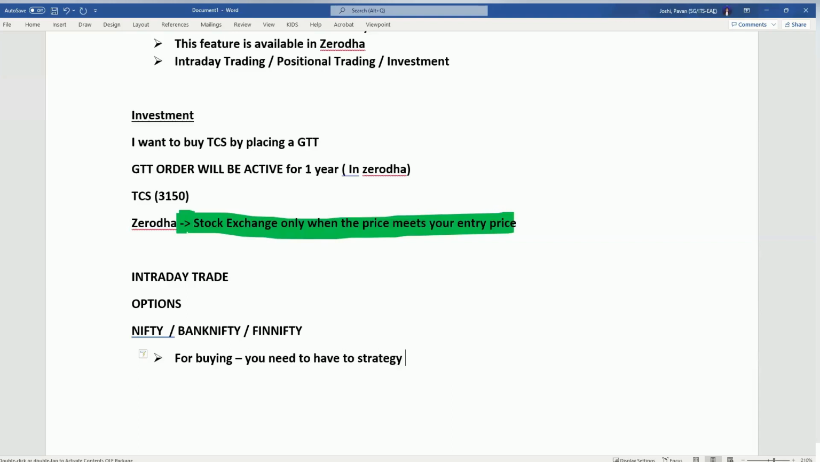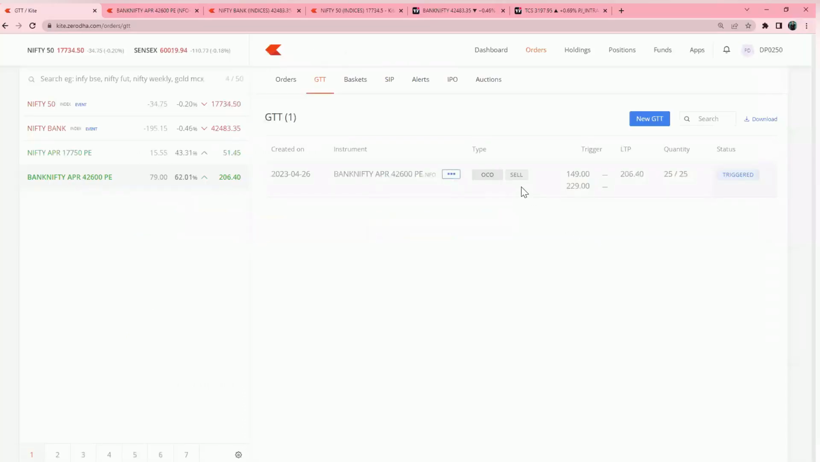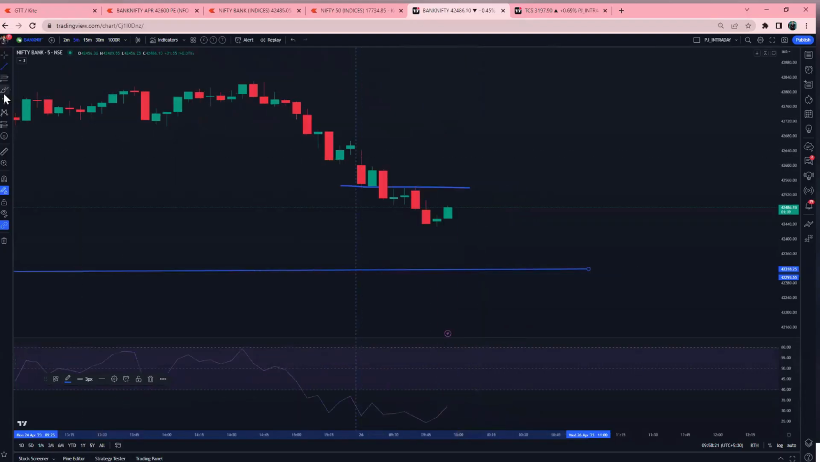For buying, first you should have a strategy in place. If you do not have a strategy, you can reach out to us to teach you wonderful strategies. Once you have the strategy in place, you can go and buy the order first. Buy any stock first, buy any index first. So based on this strategy, I'm already showing you a live trade today.